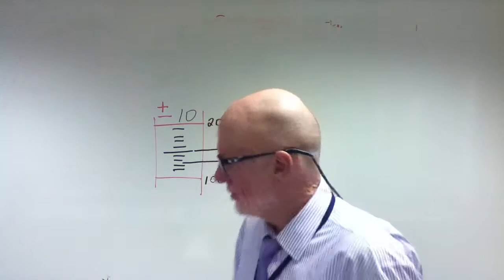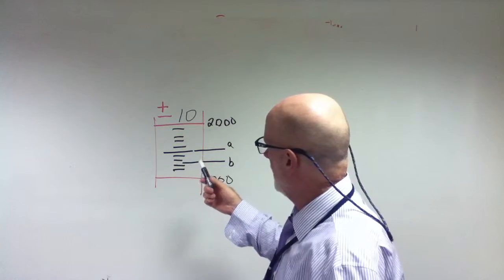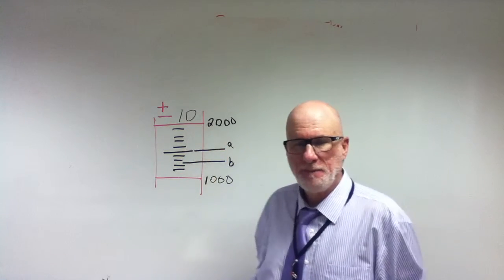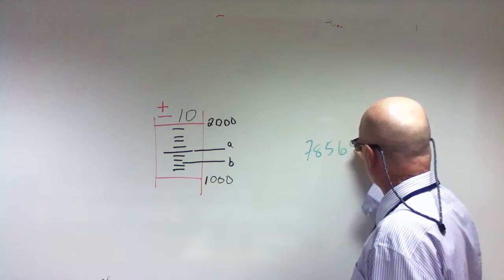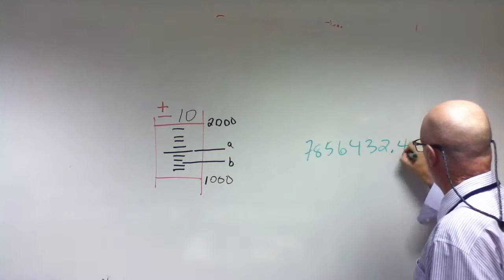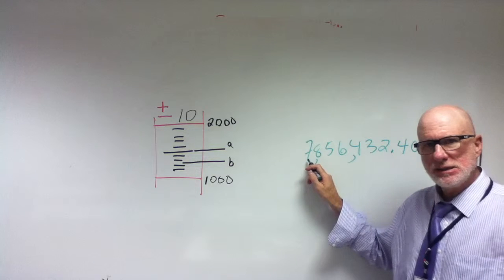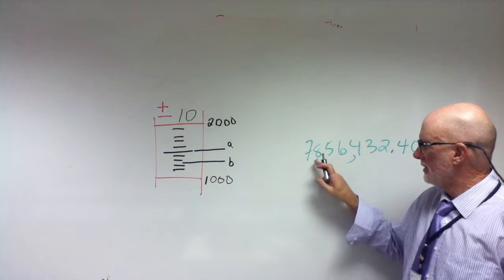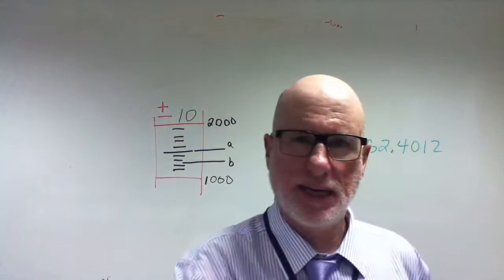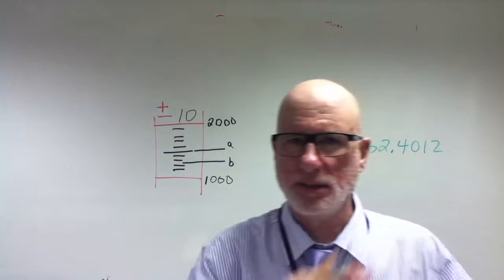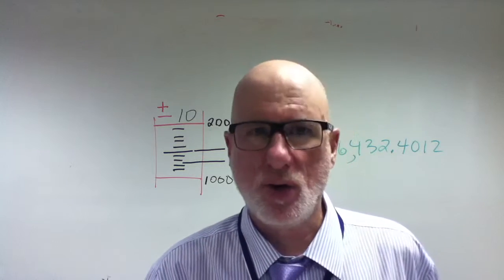So let's do this. This is going to be a scale. We have 10 as the uncertainty. Right, let's put a big number on the board, okay? 7,856,432.4012. Okay, so we're going to look at this. This is millions, right? Right after the comma. I know in Europe you put a decimal point there instead. It's kind of reversed. This is more American. My apologies. The reason I'm doing it this way, the textbooks are going to all be that way.